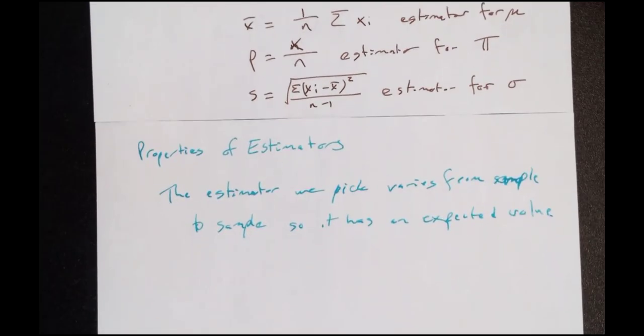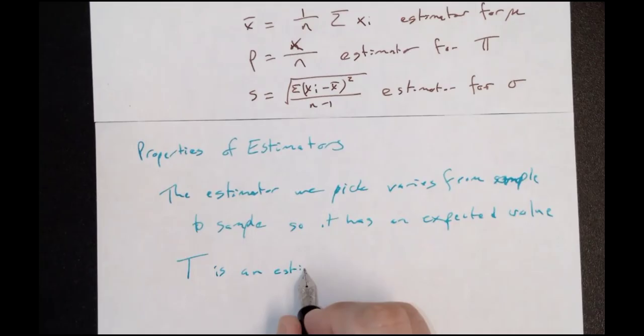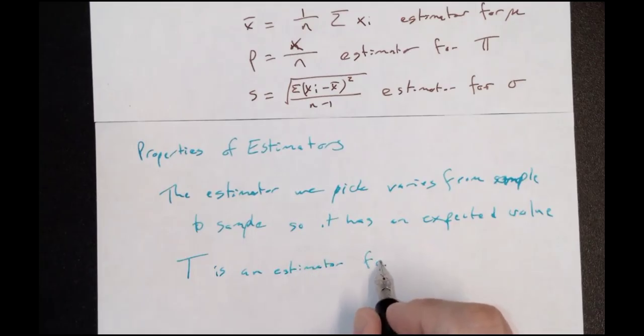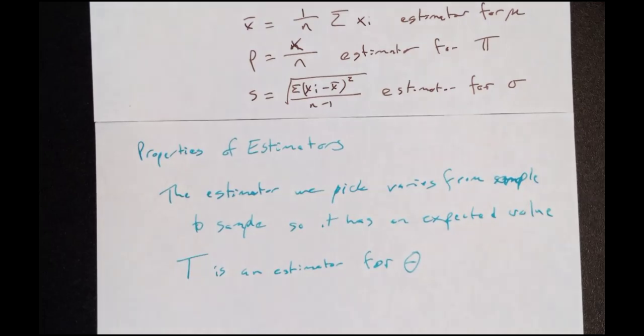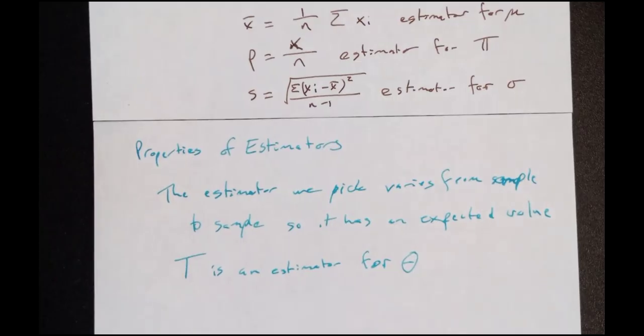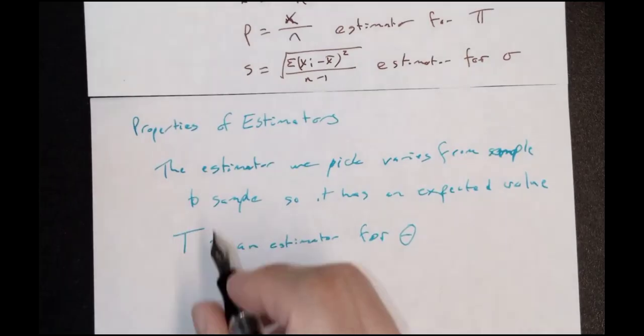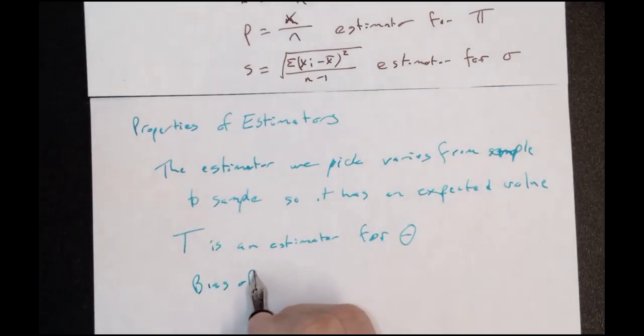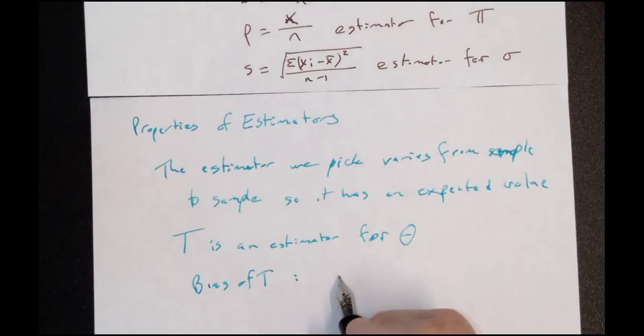Let's just pick a letter for the moment. We'll use T as an estimator for theta. That way my estimator is a regular letter, and my population parameter is a Greek letter. I'm going to call the bias of T the expected value of T minus theta.